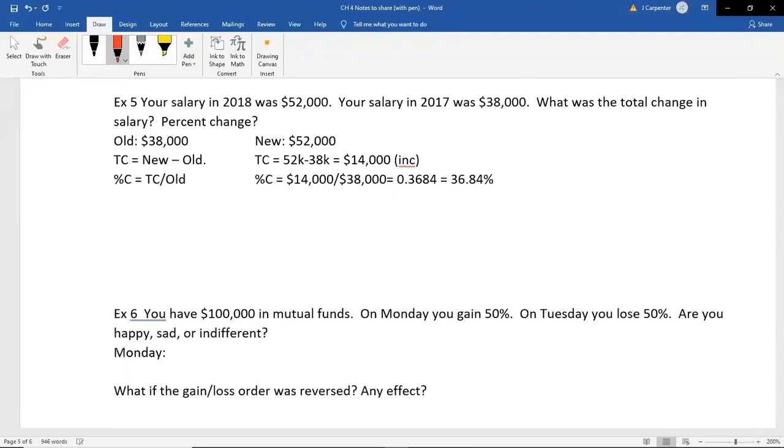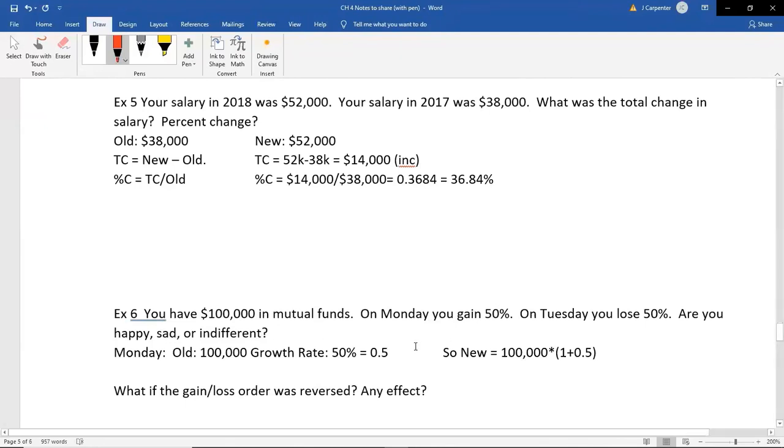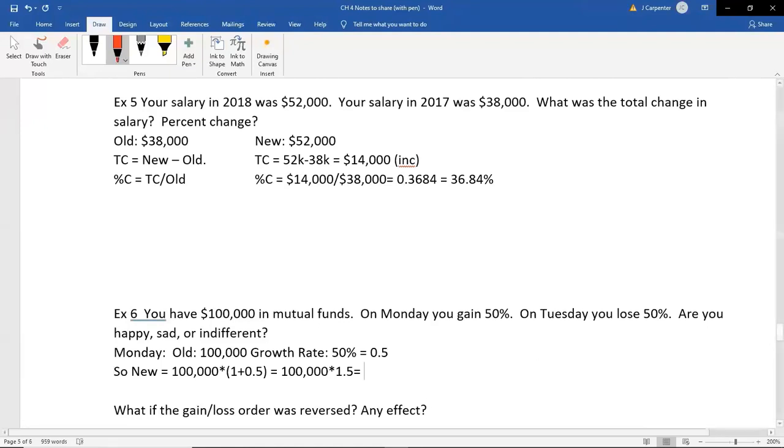On Monday, we had $100,000 as the old. And the 50%, that's a gain, so it's a growth rate of 50%, which as a decimal is 0.5. Therefore, new would be equal to the old of $100,000 times the growth factor. And instead of writing growth factor, I'm going to do it with the parentheses, 1 plus 0.5. If you need to go to the side and write that the growth factor is the 1 plus 0.5, be my guest. I lied, I will write it after this. So that's $100,000 times 1.5, which is just 50% more than 100,000, which is 150,000.